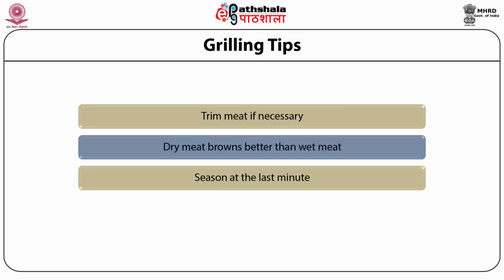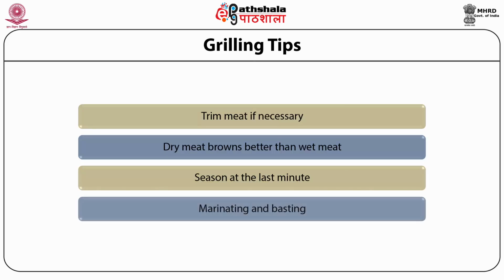Season at the last minute. If adding salt or salt spice mixtures, do this immediately before cooking. If salt is left on the meat surface, it draws out juices. Be careful not to burn spices. With dry herb spice rubs used to impart flavor, brush off excess before grilling, and an option is to brush over the surface with oil before cooking to prevent burning dry rub ingredients.